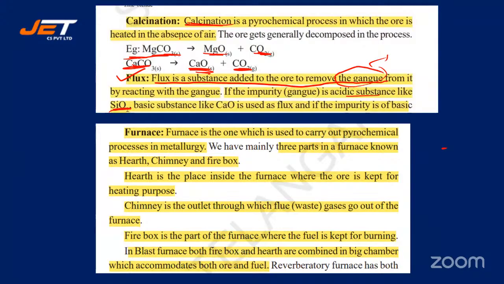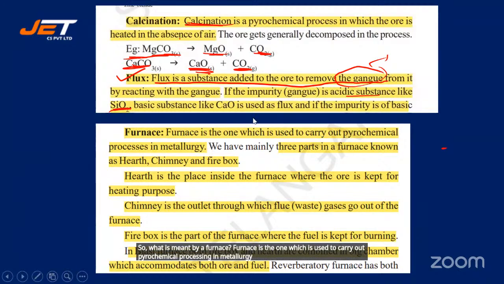Please excuse me. So what is meant by furnace? Furnace is the one which is used to carry out pyrochemical process in metallurgy. Mainly for heating processes, we use the equipment called a furnace.